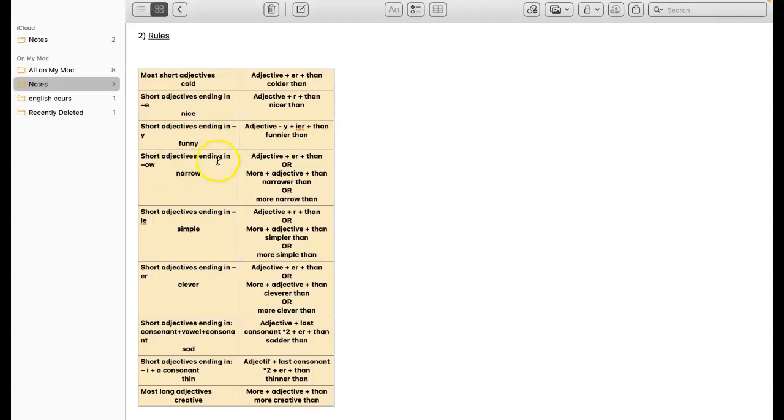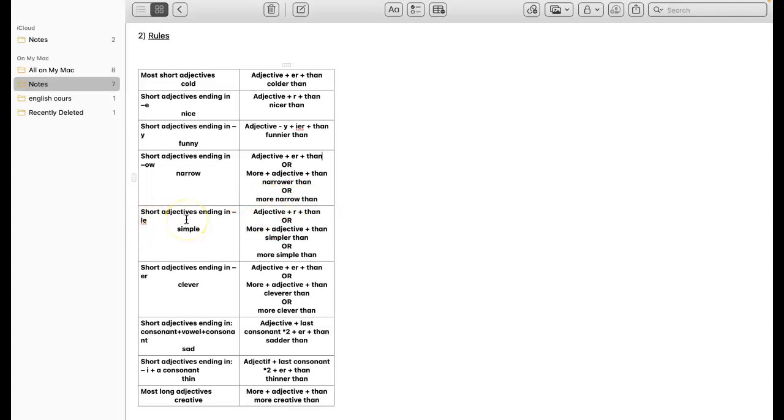For short adjectives ending in o, for example, narrow, we take the adjective, we add an er plus than, but here we have another option. We can use the rule for a long adjective, and we use more plus the adjective plus than. And here it becomes narrower than or more narrow than.